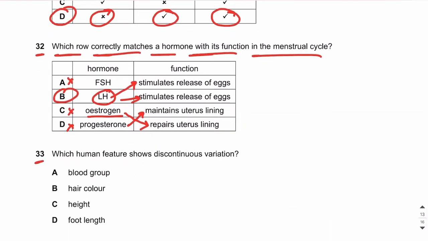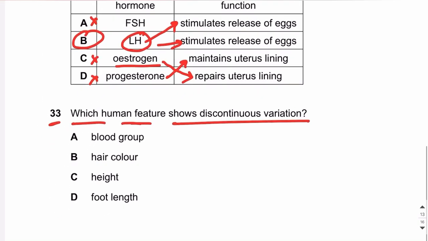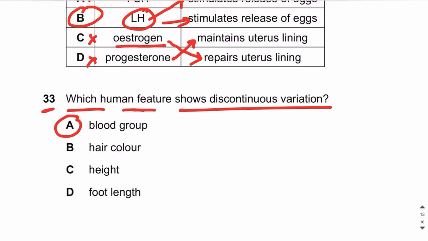Let's move on to MCQ number 33. Which human feature shows discontinuous variation? So guys, you all know that blood group shows discontinuous variation. Why? That's because the blood groups are distinct, right? And you can easily distinguish between different blood groups, and there are a small number of blood groups available.